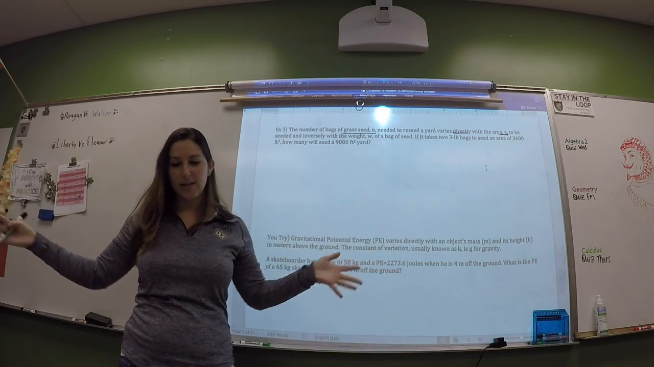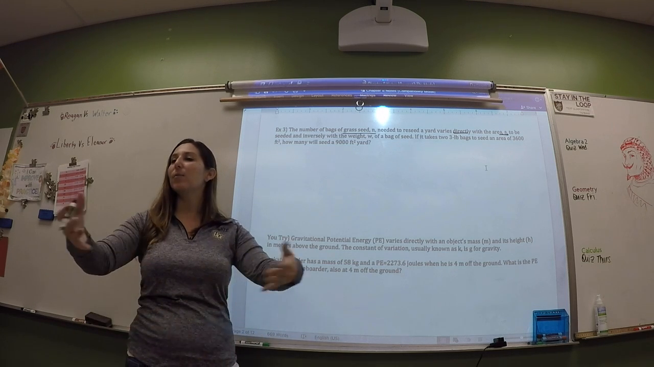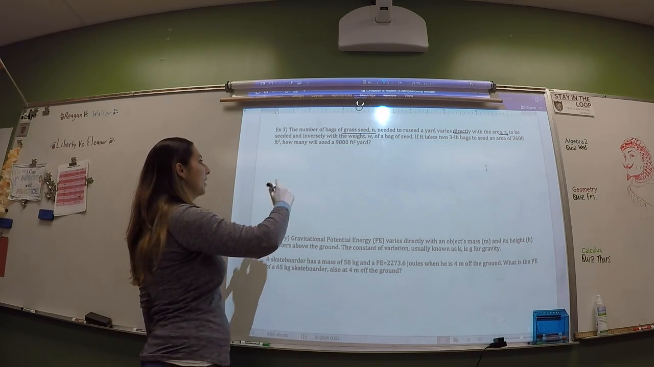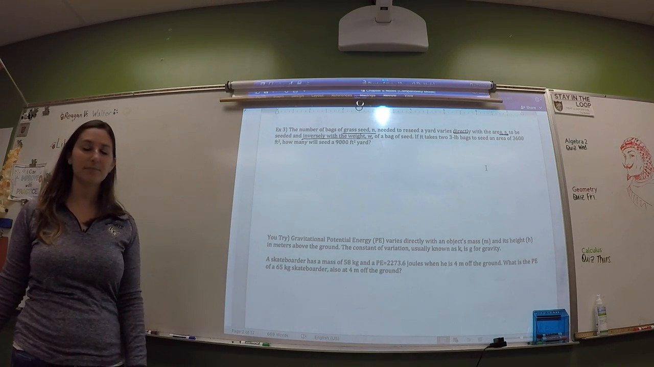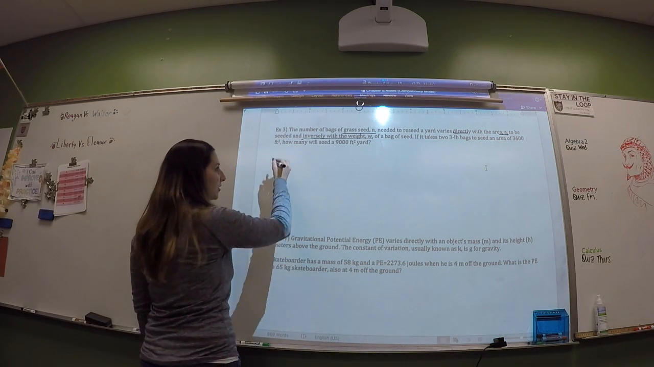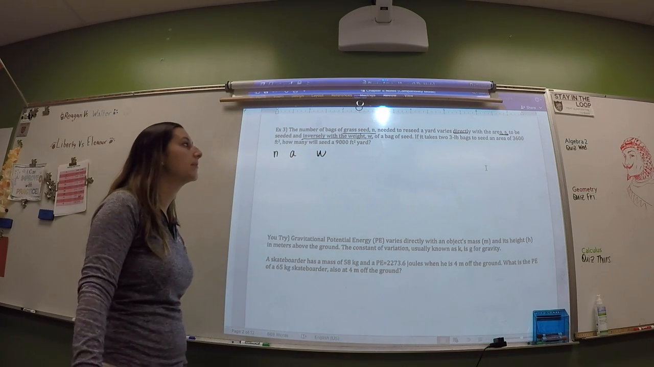Like the area that I want to put the seed in. So there's a direct variation. Obviously, the bigger the area, the more seed I need to put down. But it varies inversely with the weight of the bag. So we had N, A, and W. I'm just writing down all my letters.